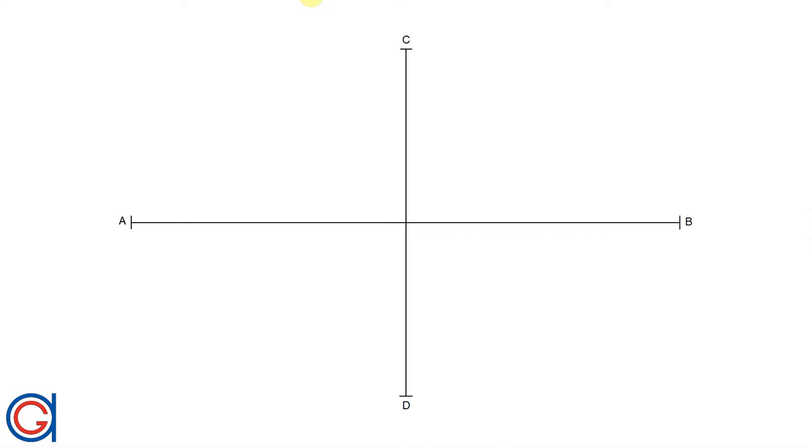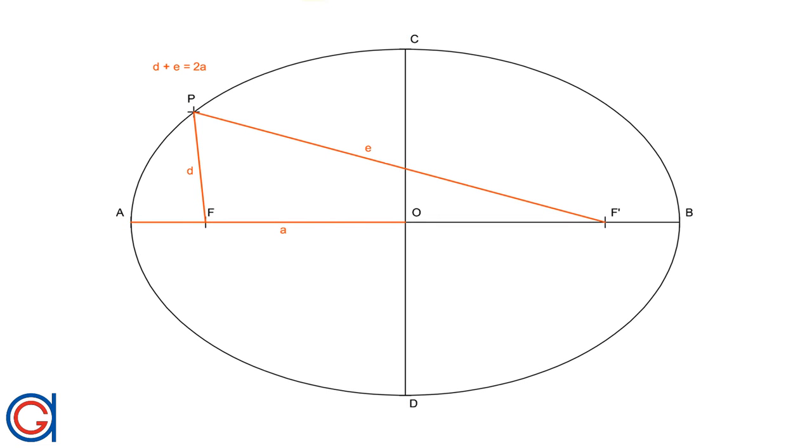Hello, today we are going to learn how to locate the two focal points of an ellipse given its two axes. We remind you that an ellipse is a curve in a plane surrounding two focal points, such that the sum of the distances to the two focal points is constant for every point on the curve. This constant is also equal to the length of the longest axis of our ellipse.